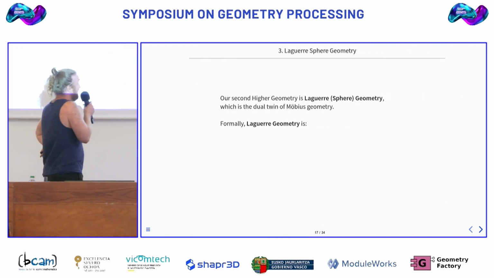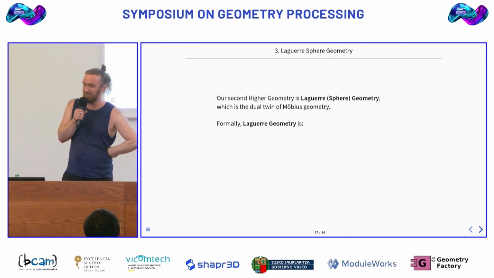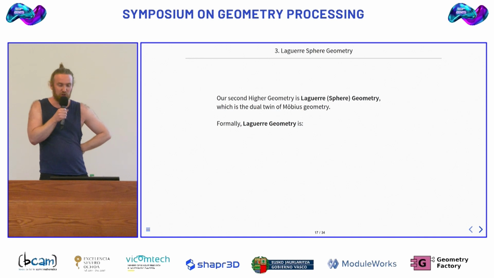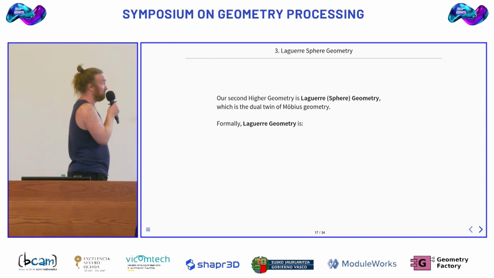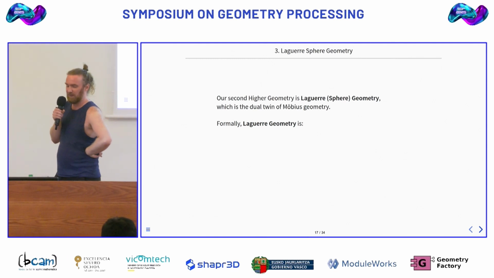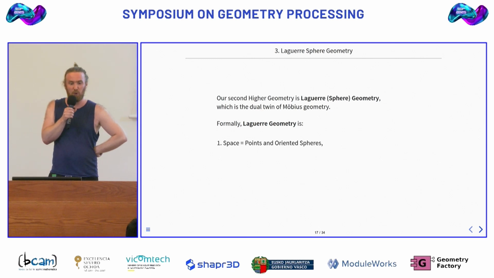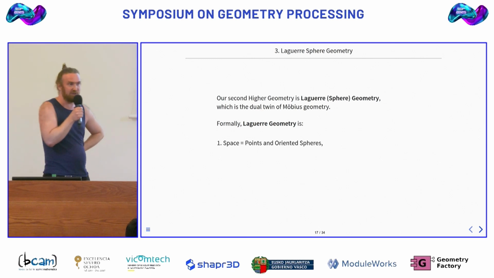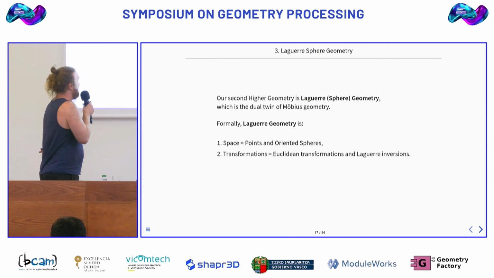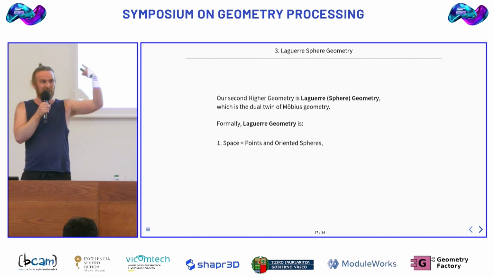If not, I'm going to have a bit more of a crash course where I present some other geometries in much less detail. First there's the second higher geometry called Laguerre geometry, going back to Laguerre, which is sort of the dual twin of Möbius geometry. I'll start formally. What is the space? It's points and oriented spheres. So in this case, spheres are suddenly treated in the same manner as points. Oriented means I distinguish whether a sphere is oriented to the outside or the inside.